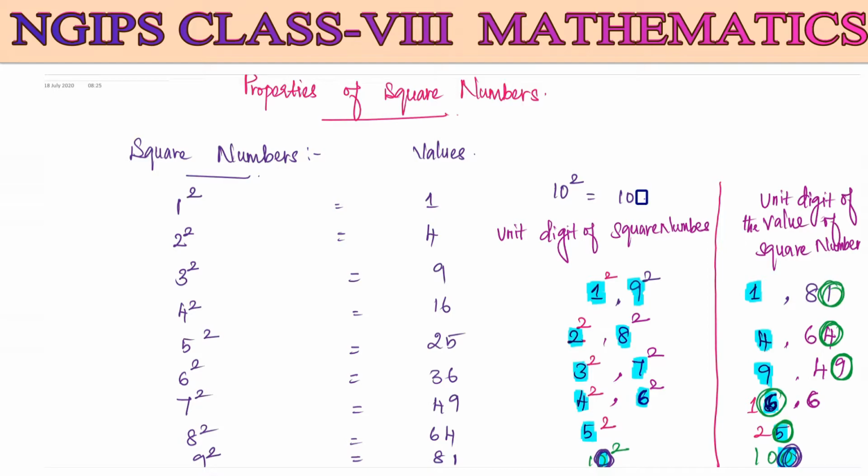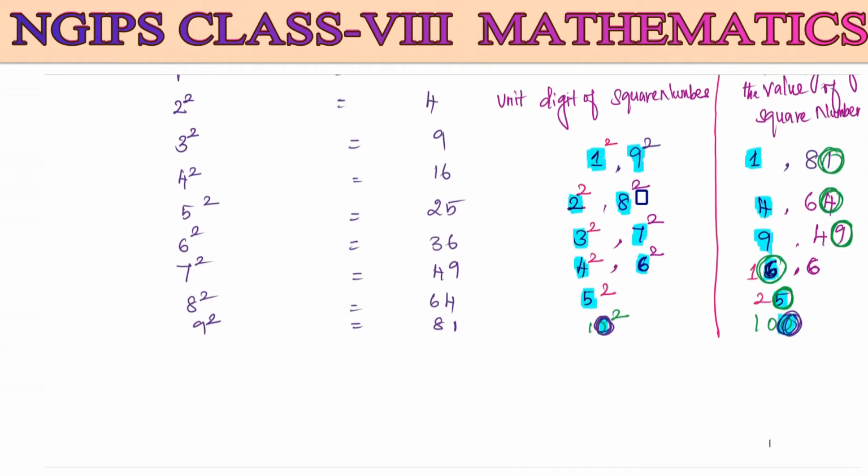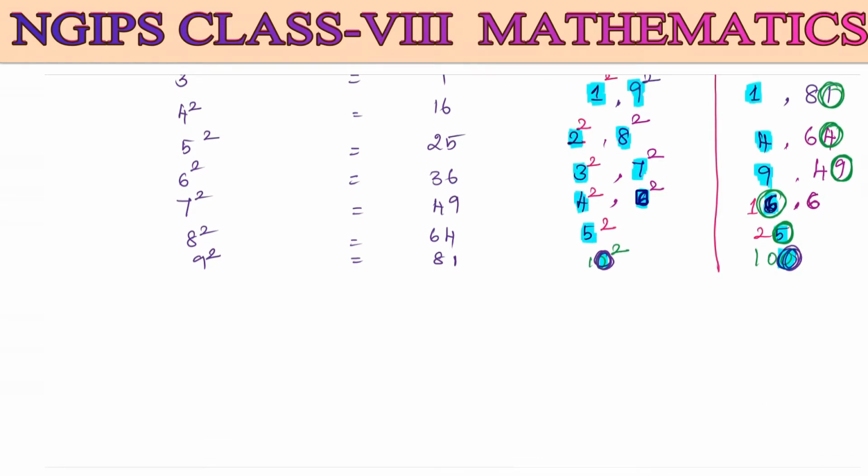When the unit digit of any number is 1 or 9, the unit digit of its square is going to be 1. So from all these numbers, what we can learn here is: when we have the unit digit 1 and 9, the unit digit of the square is 1. For 2 and 8 it is 4, 3 and 7 it is 9, 4 and 6 it is 6, for 5 we have 5, for 0 it is 0.